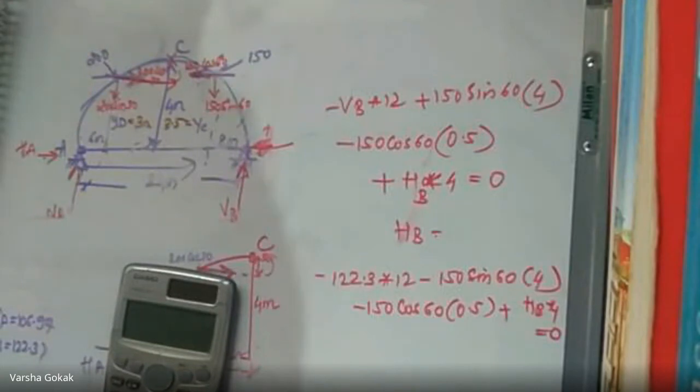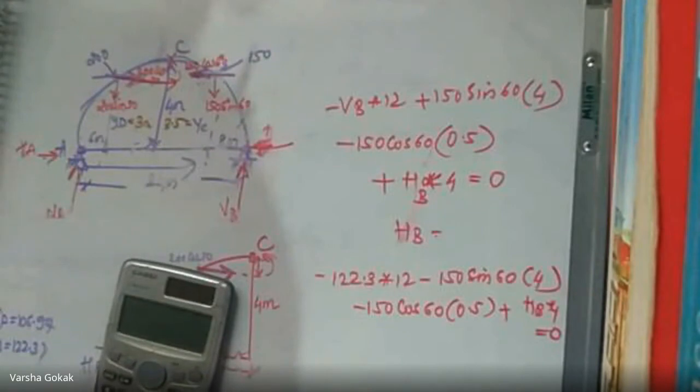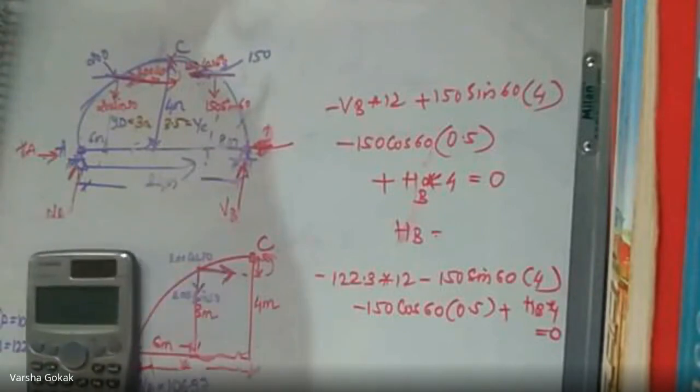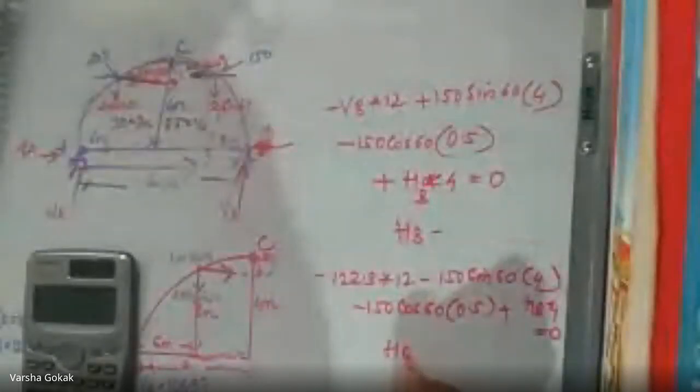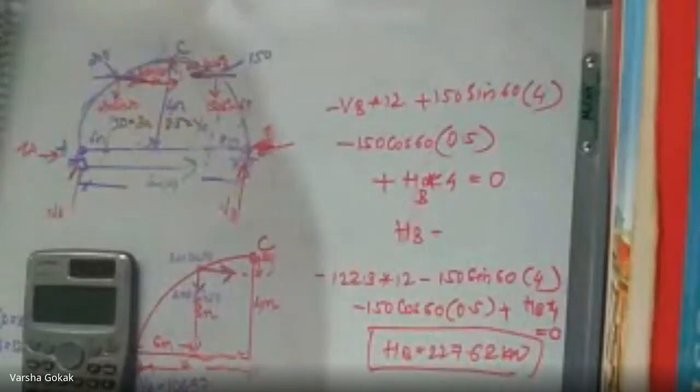Plus 150 cos of 60 into 0.5, divided by... 227. HB is 227.62. Yes, ma'am. Yes, that should be plus 150 sine 60 into 4, ma'am.